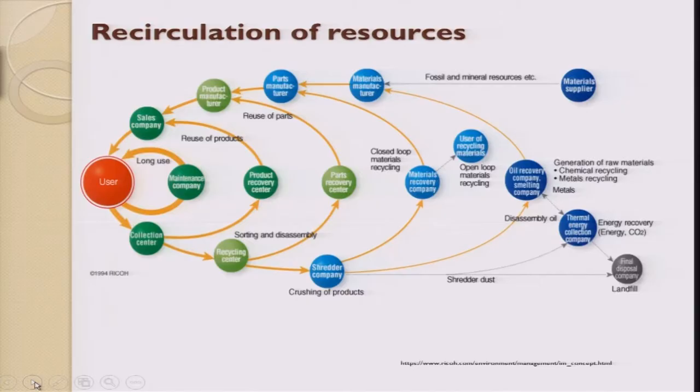So next I have here is recirculation of resources. This is explained using this Ricoh comet circle. This is a comet circle taken from Ricoh. Ricoh is a company that manufactures office stationery like printers, shredders, scanners, etc. So they came up with this comet circle. They call it a comet circle.